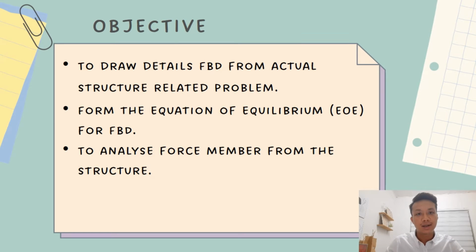For the next slide is objective. For the objective, we have 3 points of objective from our assignment. The first one is to draw details free body diagram from actual structure related problem. The second one is form the equation of equilibrium for free body diagram. The last one is to analyze force member from the actual structure.